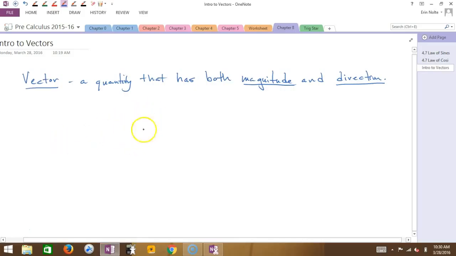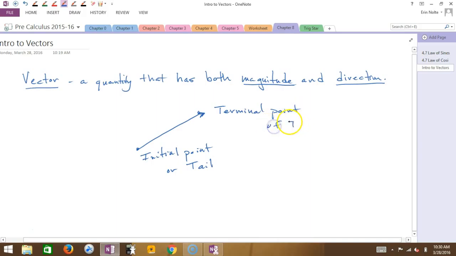So, I'm going to draw a vector. So, that's a picture of a vector. It looks like a straight line. It starts at a single point, which is called the initial point, by the way. Sometimes you might refer to it as the tail of the vector. It goes to another point, which is where this arrow is, which we're going to call the terminal point. And sometimes I'll call that the tip, just so you know.